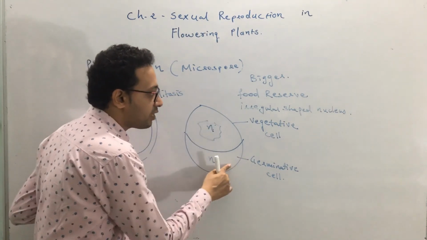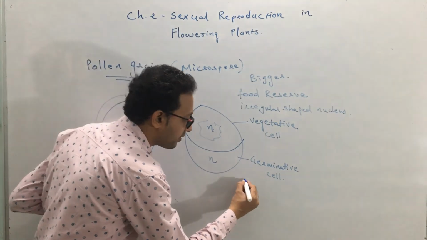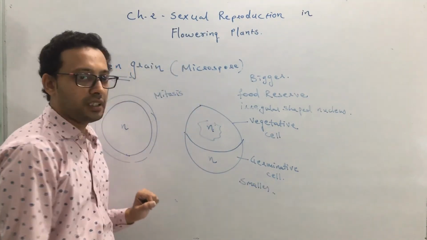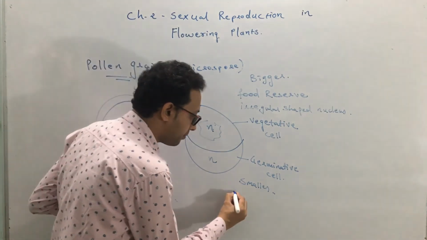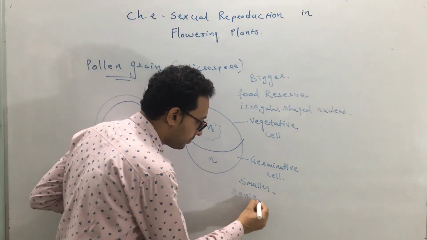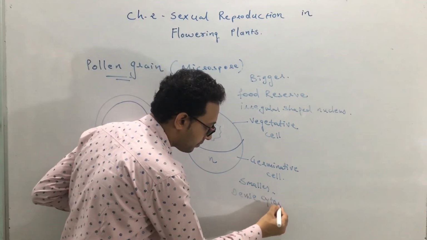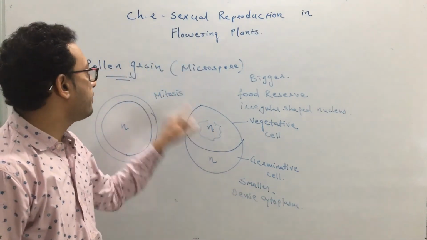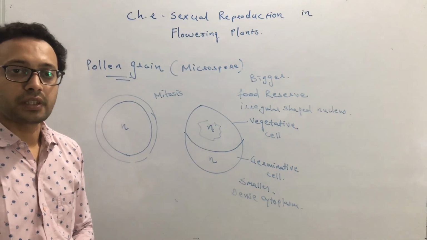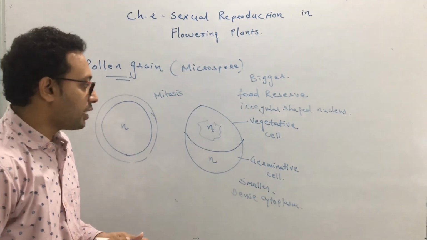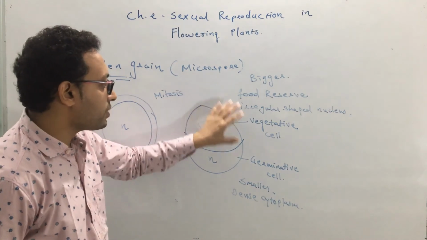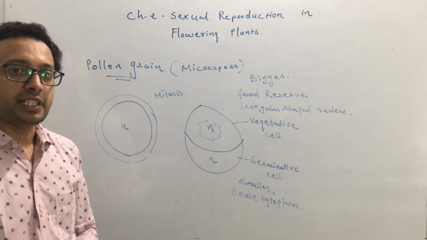Now the second one is the germinative cell. It's the opposite, it's a smaller one. It has dense cytoplasm. So here two types of cells are produced. One is the vegetative cell and the second one is called the germinative cell.